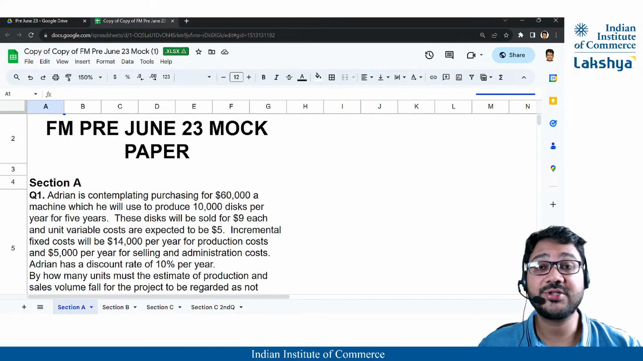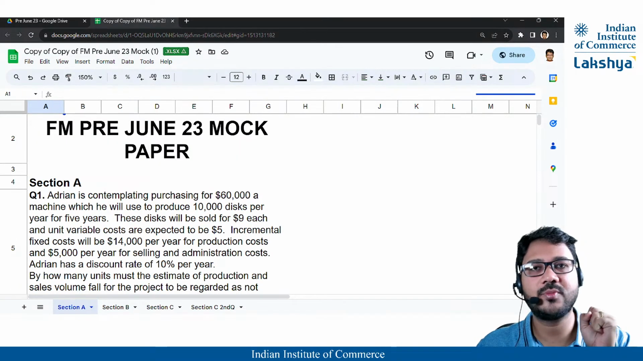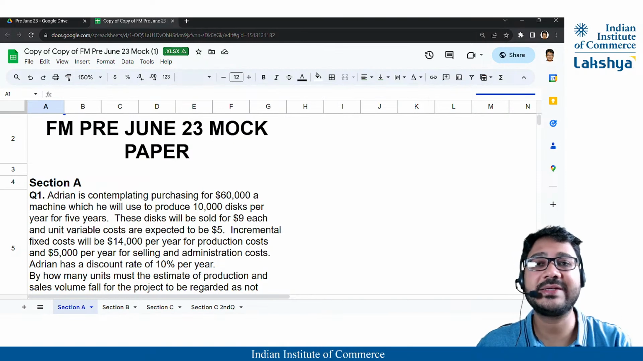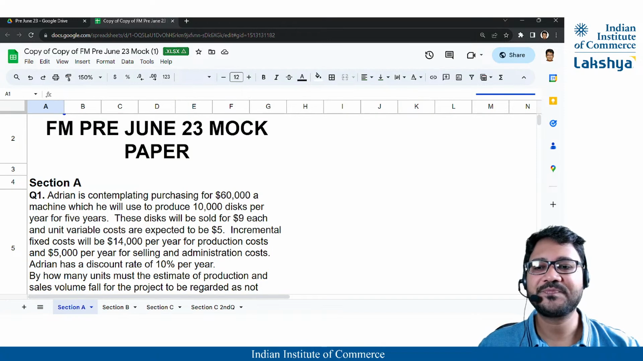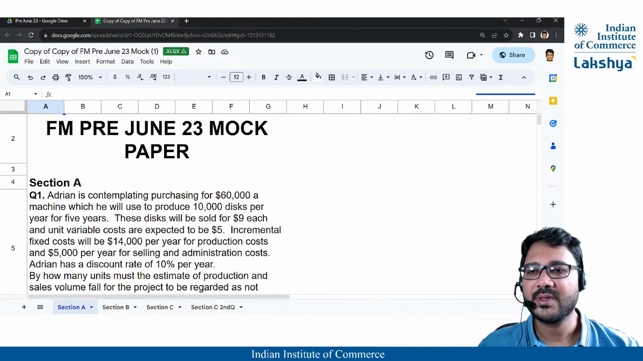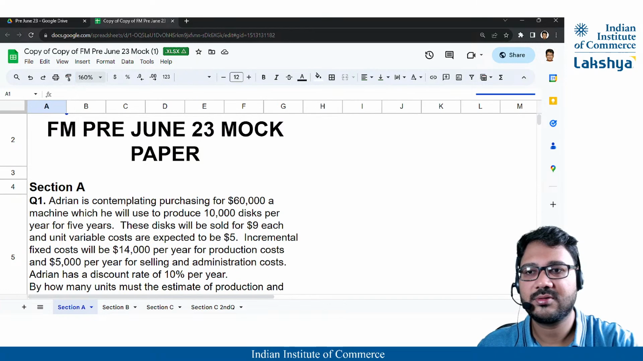Because what the institute has done is they have removed the June mock and have put in the latest mock, that is the September 2023 pre-mock. So I would request all of you to attempt that on your own. And today we'll be solving the June pre-mock paper for FM together. So without further ado, let's begin. I think it should be visible.